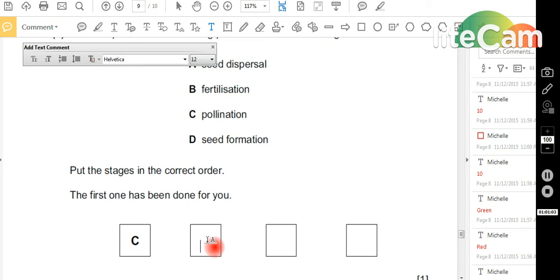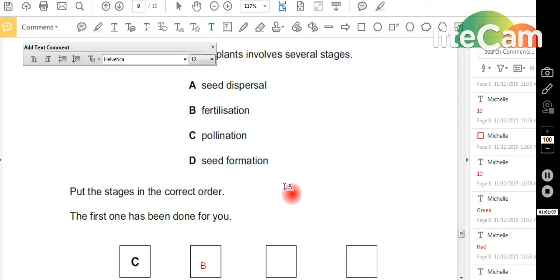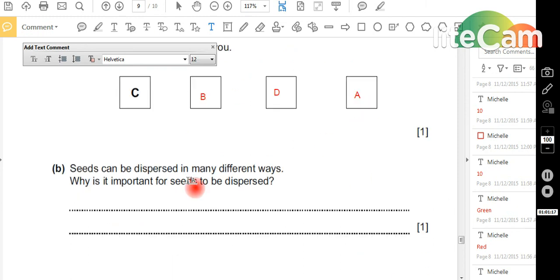Fertilization. Well done. So that's B. What then? Seed formation, which is D. And then? Seed dispersal, which is A. Well done. Seeds can be dispersed in many different ways.